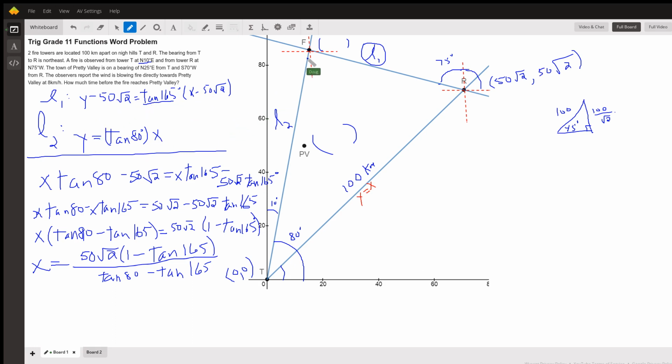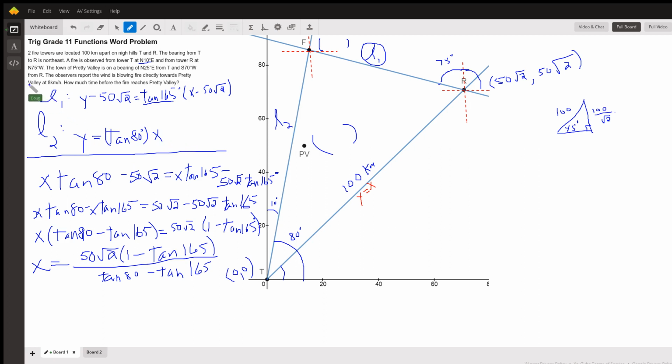For line 2, which is line TF, this angle is 80 degrees right here because we're north 10 degrees east from Tower T to the fire. So the slope of this line is the tangent of 80. And since we're passing through the point 0, 0, we can just say y minus 0 equals tangent of 80 times x, or x tangent 80.